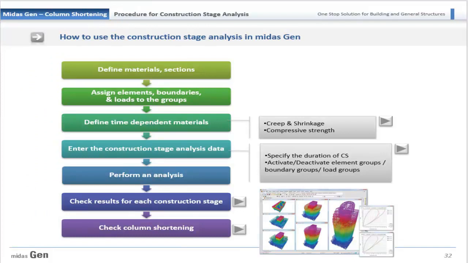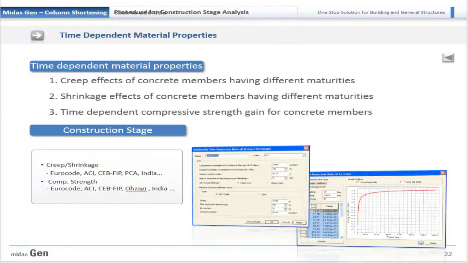This is the flow chart in MIDAS Gen. Firstly, we create the model and define the materials and sections. Then, while assigning the boundaries and loads on the structure, we define element, boundary and load groups. We need to define the time-dependent materials like creep, shrinkage and compressive strength. The good part is these can be defined by users manually, which is required when experimental material properties are required to be defined. So let us go back to the procedure.